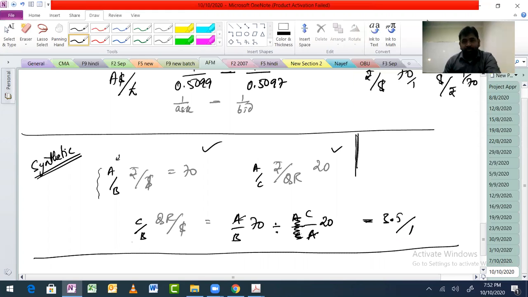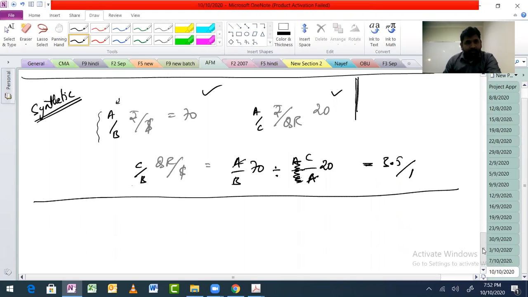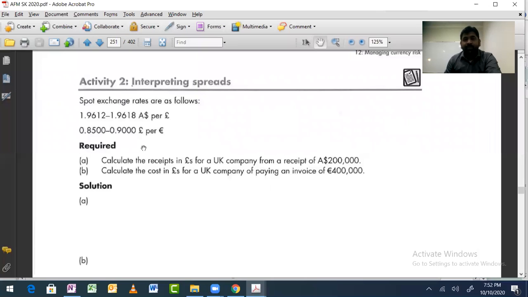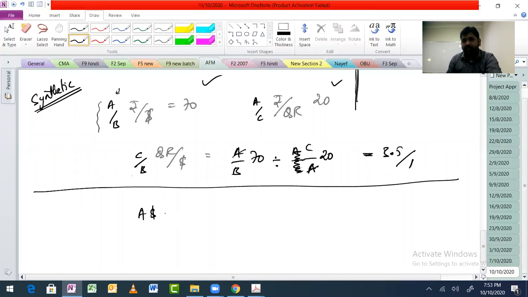Fine. So let's continue. So we got this synthetic rate. Now, this question is a very useless kind of question because two times you have to just calculate the rate and see if you can change it or not. Calculate the receipt in pound for a UK company from a receipt of Australian dollar 200. So it's simple. This Australian dollar 200 is given. You have to convert this into pound.